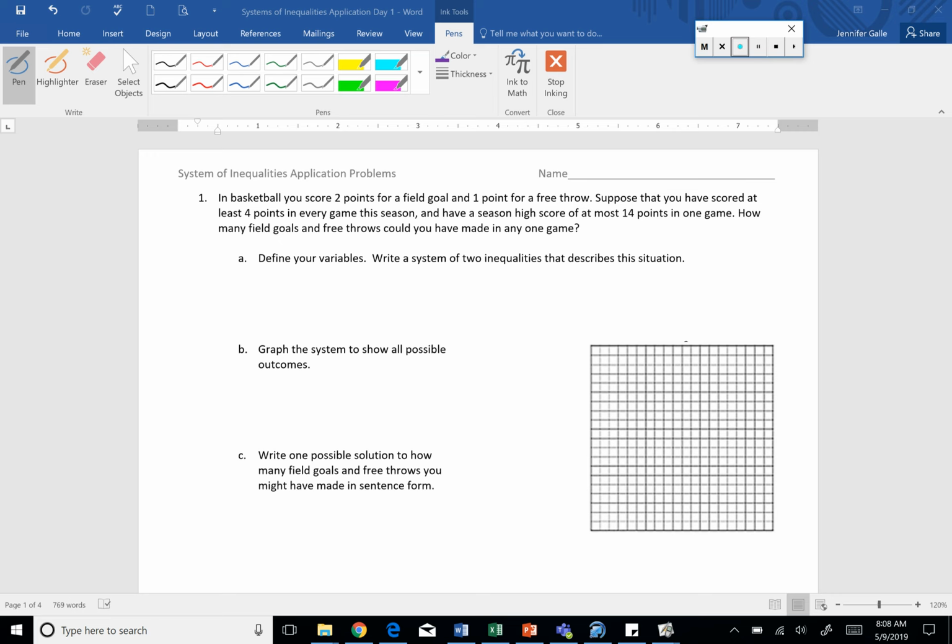Suppose that you have scored at least 4 points in every game and have a season-high score of at most 14 points in one game. How many field goals and how many free throws could you have made in any one game?